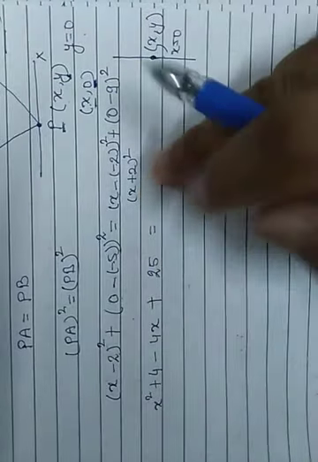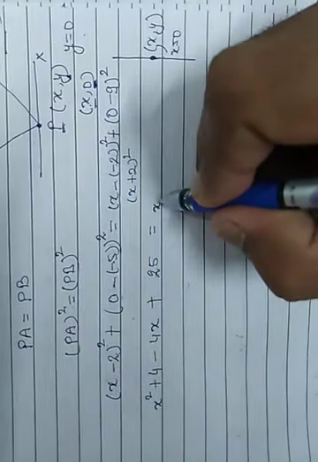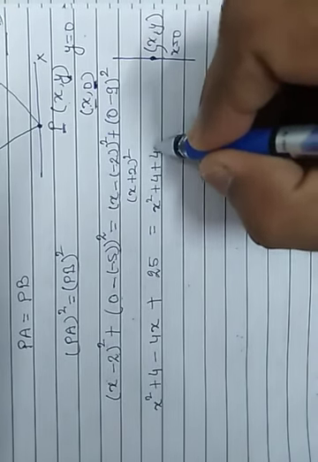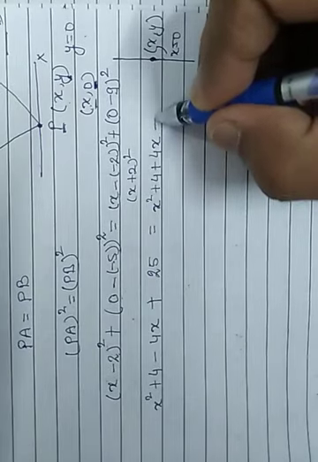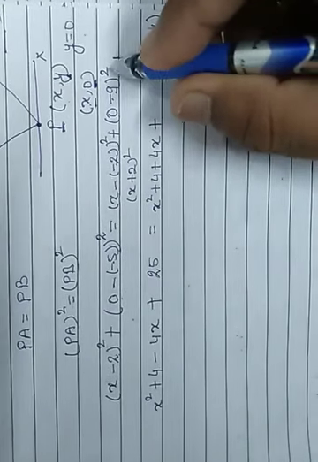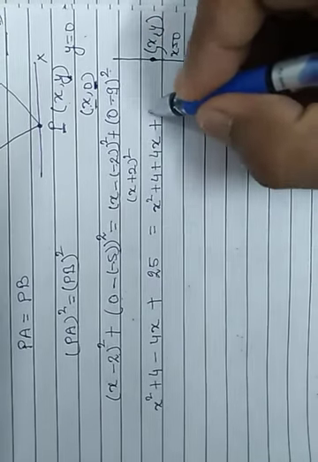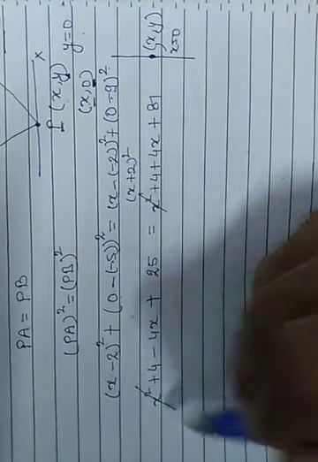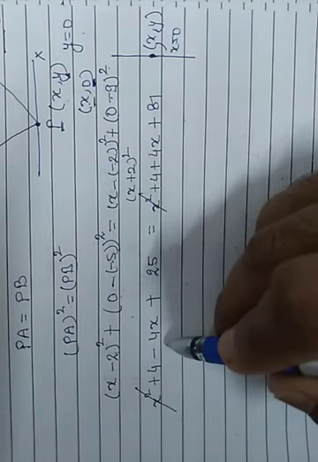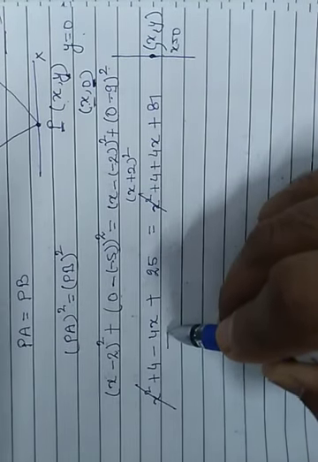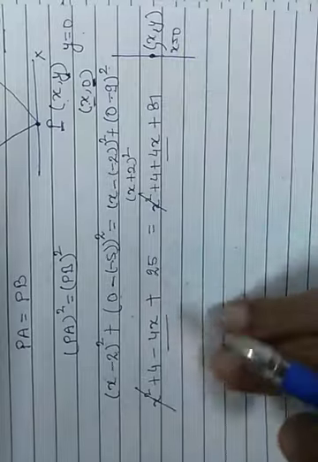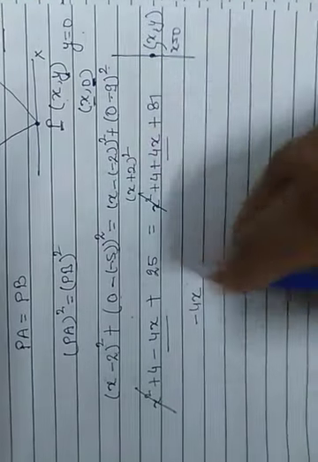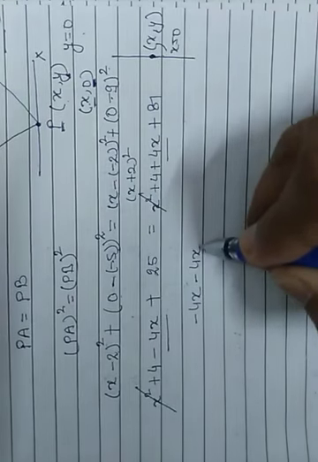Again I will use (a plus b) whole square. So it becomes x square, square of 2 is 4, plus 4x, plus minus 9 square is plus, and that is 81. x square and x square will be cancelled. Now I will keep all the like terms on one side. So let minus 4x be here. I will bring this 4x to this side, so it becomes minus 4x.